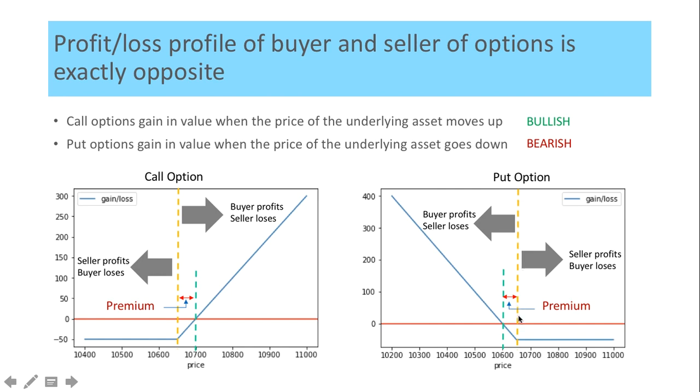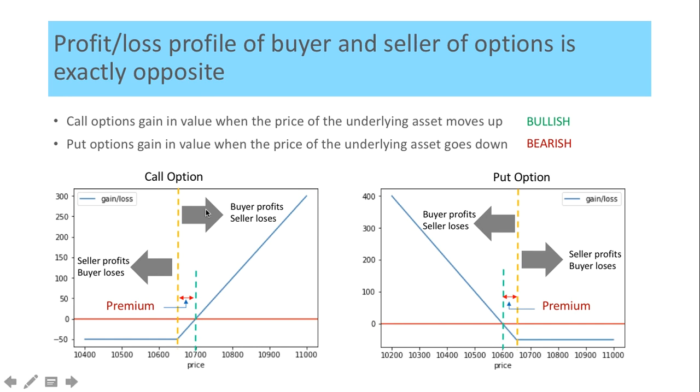And in a put option, a buyer will be making net profit on this trade only if the price were to fall below the break-even point, which in this case is 10,600. Whereas a seller will not be losing any money if the price were to remain above or up to 10,600. So their profit and loss profile is exactly inverse of each other. Now you will notice one thing here, that for a buyer, the maximum loss or the maximum risk in this trade gets capped to the extent of the premium paid for the purchase of the option.